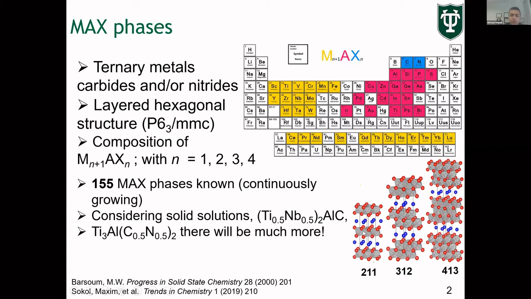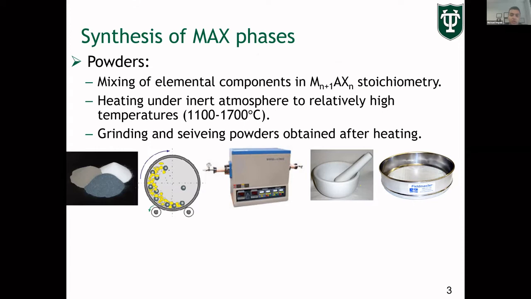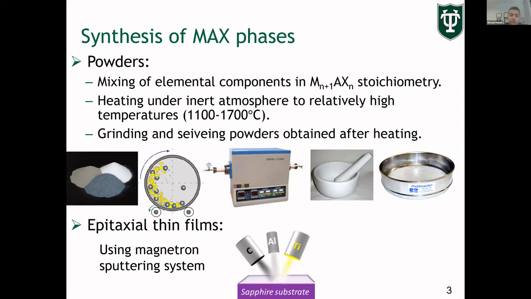How do we make them? Usually simple powder metallurgy: mixing powders together, heating under inert atmosphere, and then crushing and sieving, and you get powders. Or you can do it with molten salt, where instead of starting with elemental powders, you start with compounds that can make a molten salt, you heat it, and then you get your material. Also, you can do epitaxial thin film growth for this material, magnetron sputtering, for example. You can make thin films of MXenes.